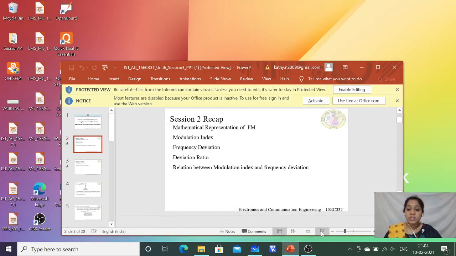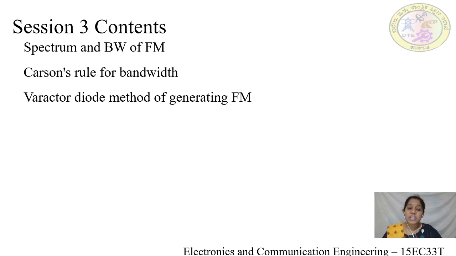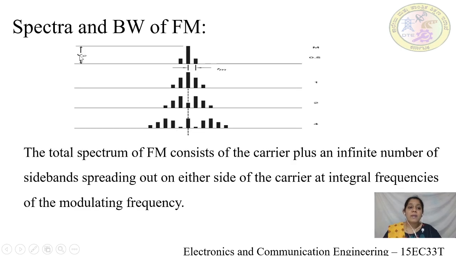So in this session, we shall discuss the spectrum and bandwidth of FM, Carson's rule for bandwidth, and the varactor diode method of generating FM. The spectrum of FM consists of a carrier with an infinite number of sidebands on either side of the carrier at integral multiples of the modulating frequency.